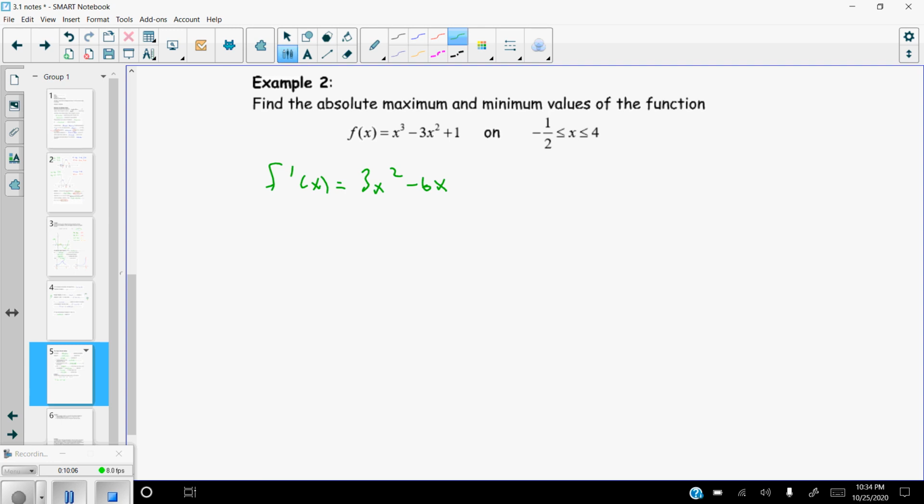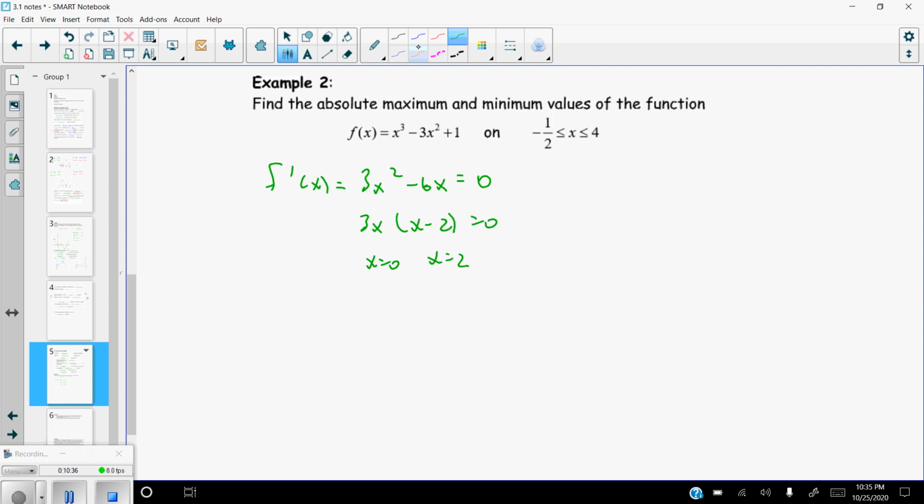Well, it's a polynomial, so it's never going to be undefined, but we can certainly figure out where it's equal to 0. So we'll go ahead and factor a 3x out of there, and that'll leave us with x minus 2. So we're going to get that the function has critical values at x equals 0 or at x equals 2. So in order to find where the absolute maximum and minimum are, it's either going to be at 0 and 2 or at the endpoint.